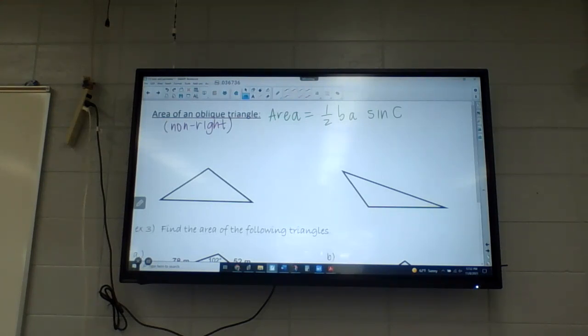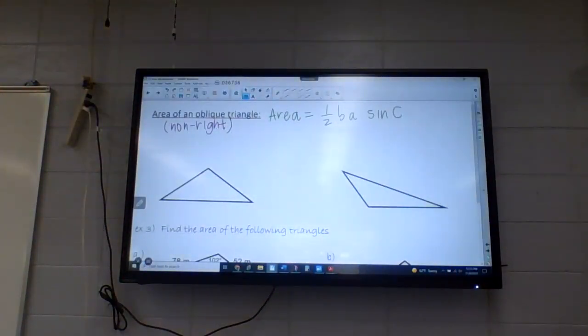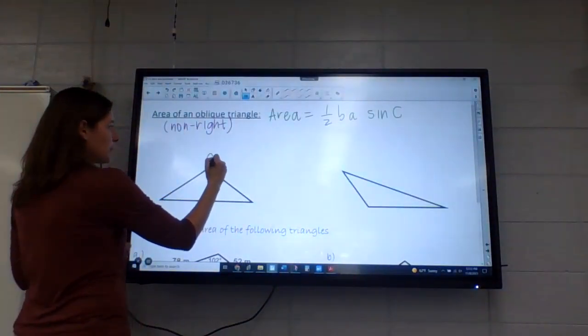All right. So let's talk about what these things are. We should know what all of them stand for. Yes, that should be a capital C. That's a little b, a little a. So when we talk about this, that means we hopefully know angle C. So maybe I'll use this as our example.